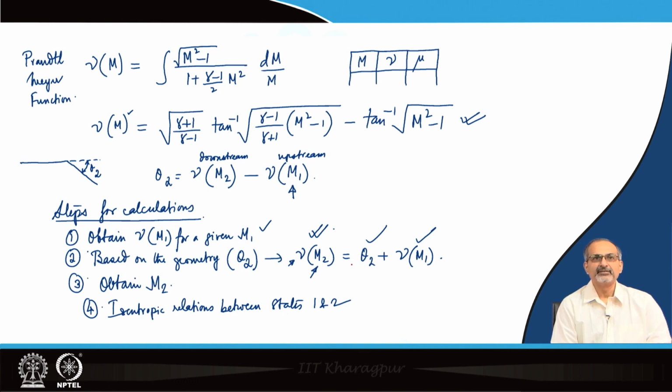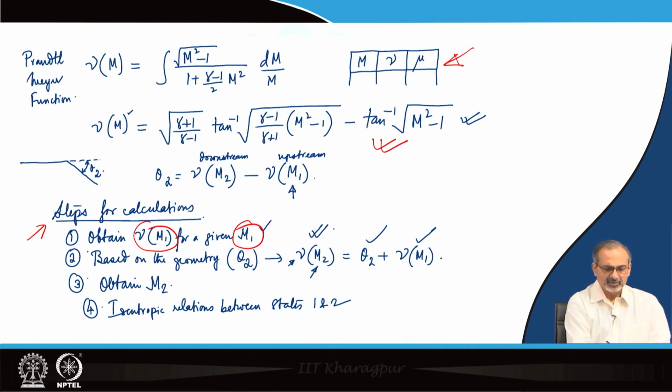We have put the details together once again, and you can say that the steps of the calculations would be like this, that you would be given the upstream Mach number M1 in a given problem, from which you can obtain the Prandtl-Meyer function corresponding to that Mach number, either by using this relation or by using some tables, which again should come from the gas tables, which we were talking about when we discussed normal shocks.